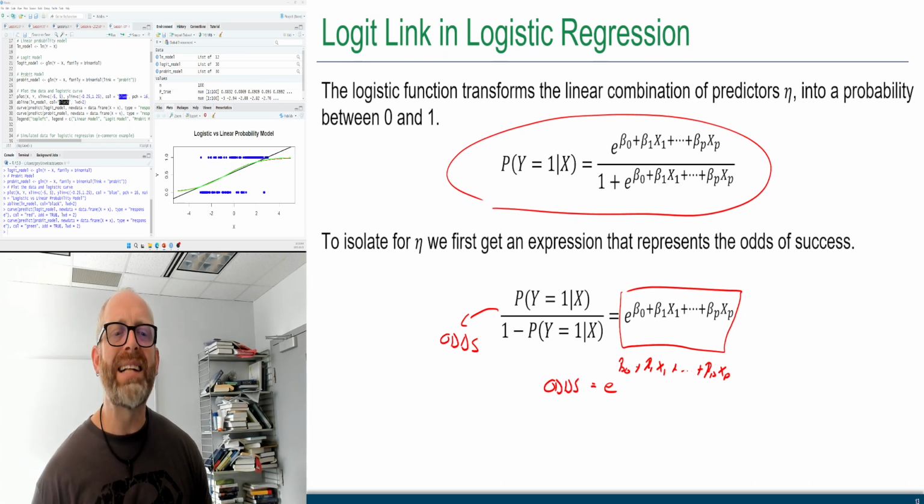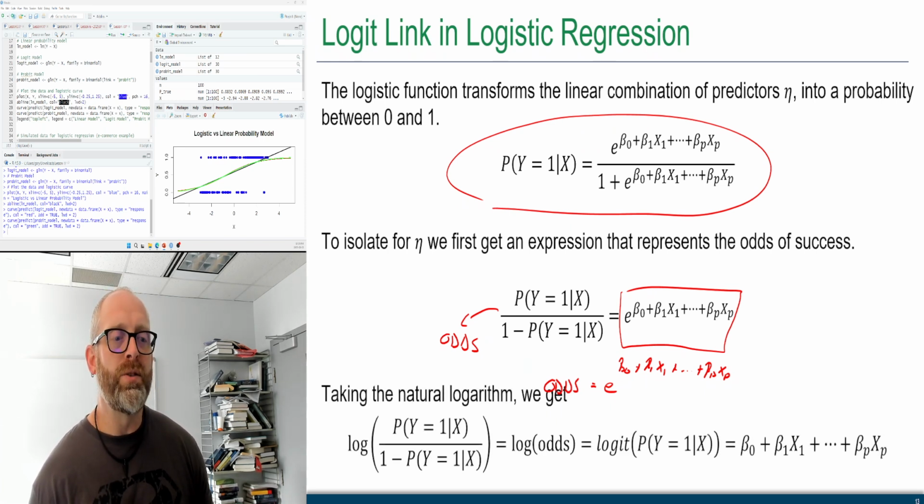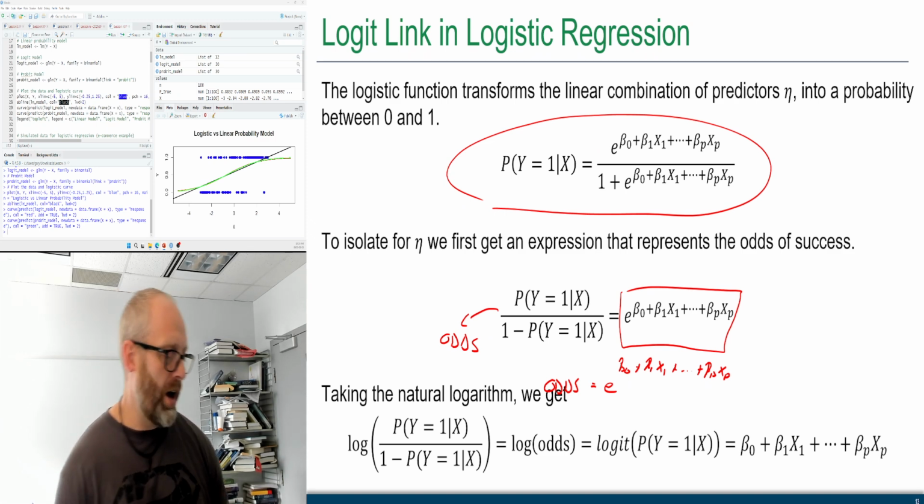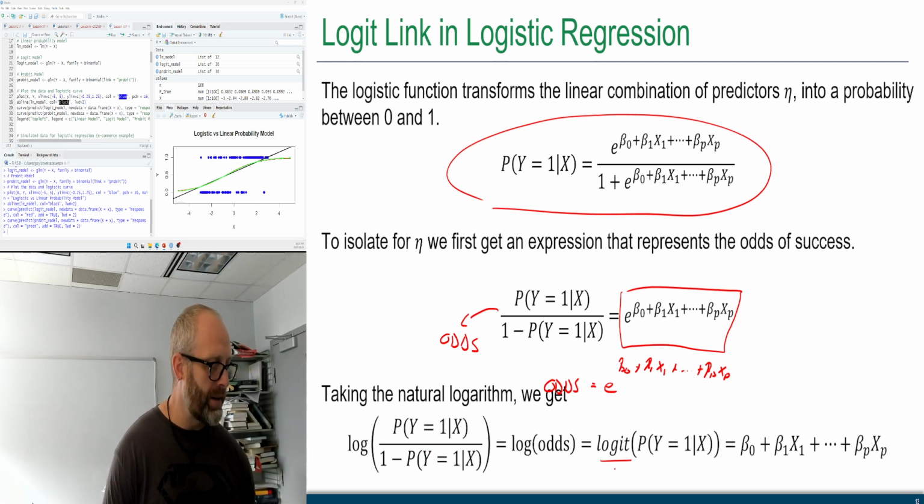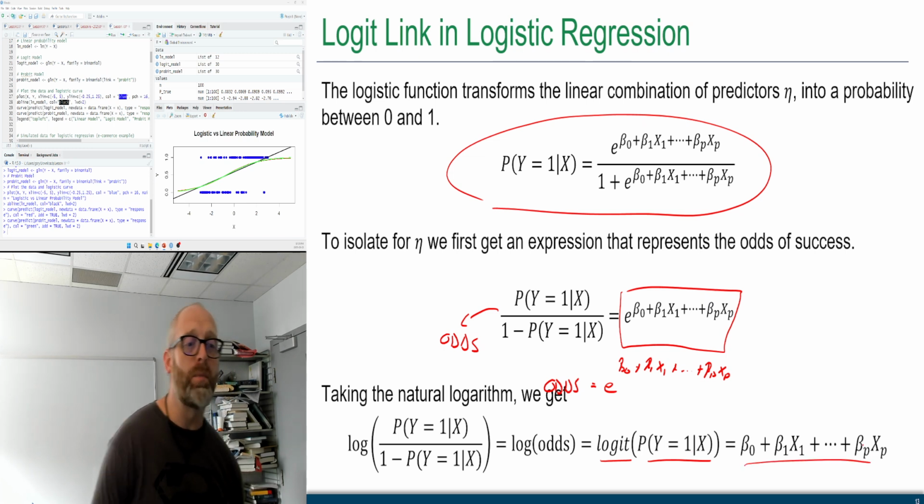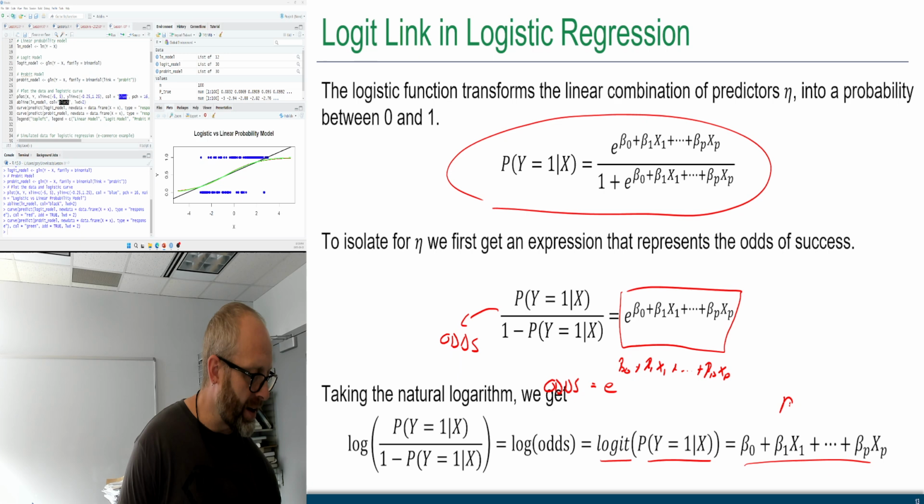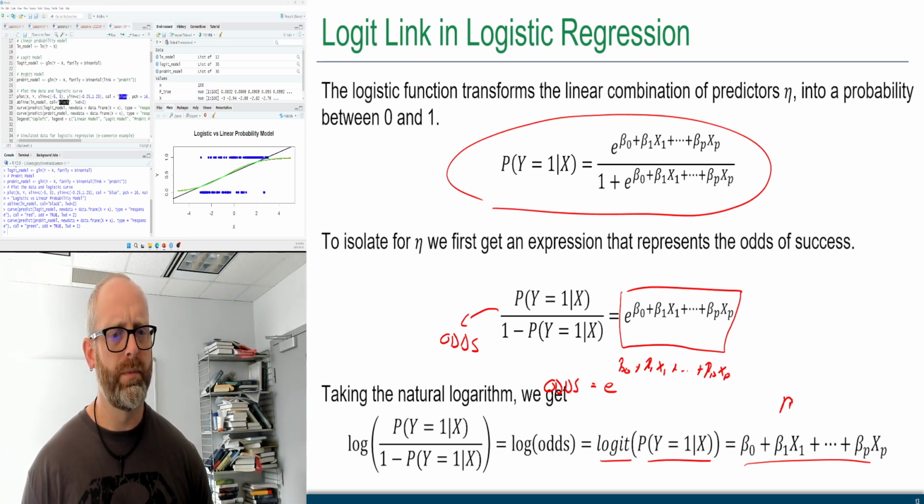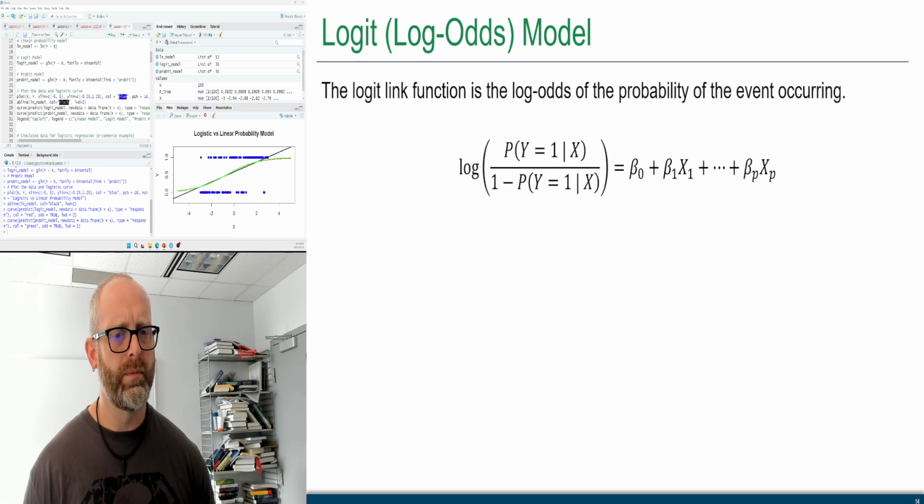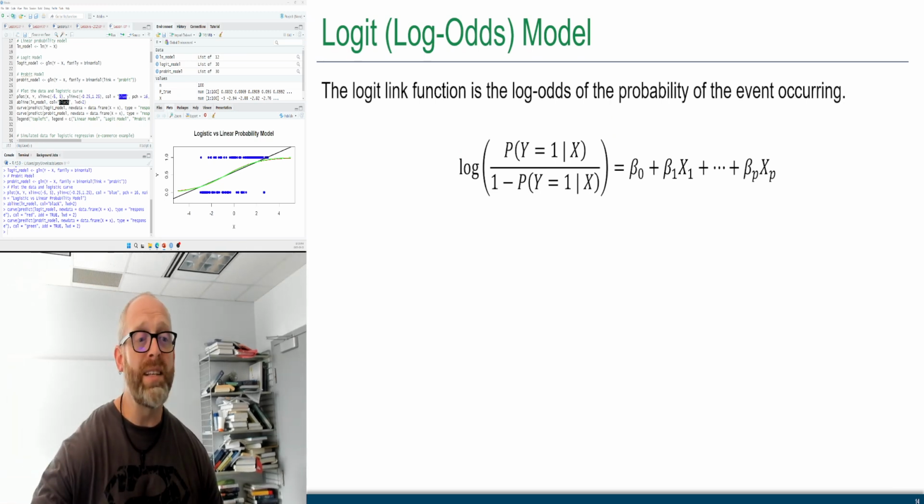But again, what I want on my right-hand side is not e to this. I just want my betas. To get rid of the e, this is where I use the ln function, the natural log function. Taking the log of both sides, I get the log of the odds, or log odds, which we simply define as logit of the probability of y equal to 1 for a given value of x, and this is equal to our linear combination of our predictors. This, again, is our eta. All right, so this is our link function.